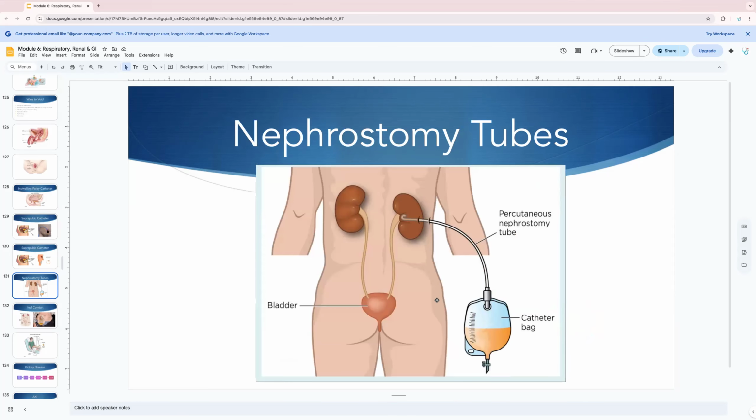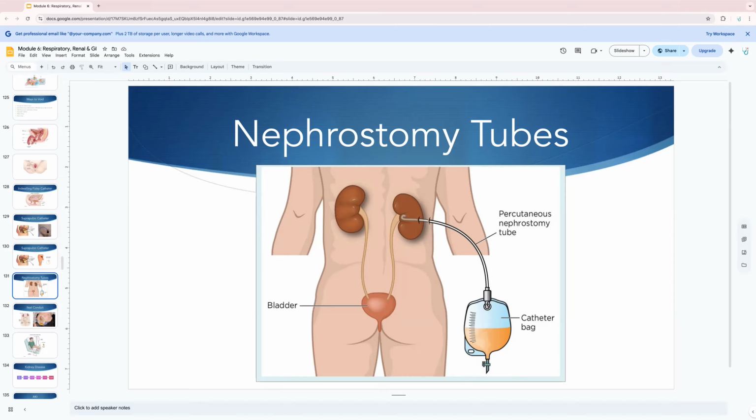Nephrostomy tubes. So this is a percutaneous nephrostomy tube. So this is absolutely surgically inserted. And nurses, we don't change the tubes. All we do is keep the insertion site clean. We monitor for discharge and signs of infection. And so we're monitoring for pus around the insertion site. And we're monitoring to see if the urine is cloudy or has a foul odor. Also, we're monitoring for any bleeding.